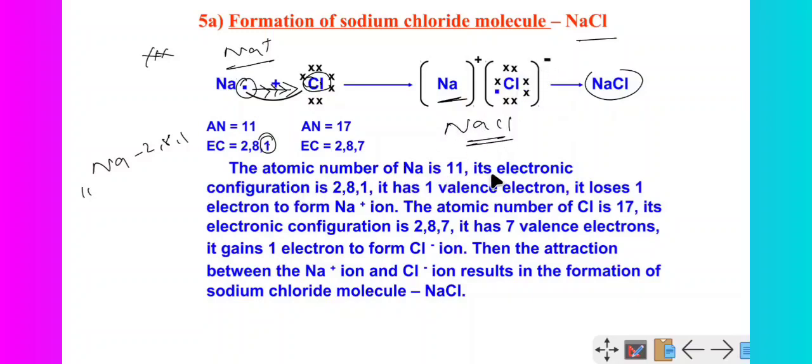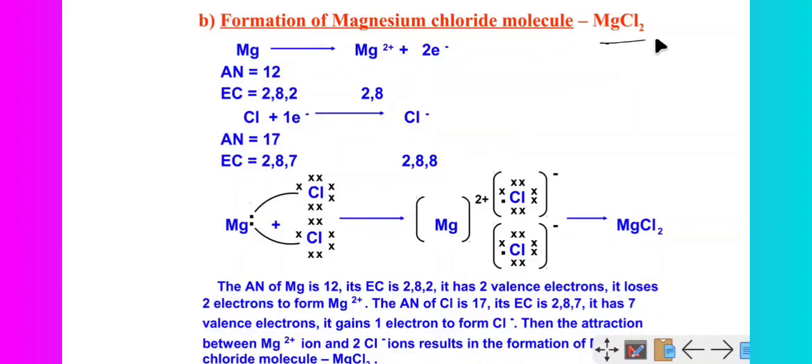The atomic number of sodium is 11. Its electronic configuration is 2, 8, 1. It has 1 valence electron. It loses 1 electron to form a sodium ion, Na+. The atomic number of chlorine is 17. Its electron configuration is 2, 8, 7, so it has 7 valence electrons. It gains 1 electron to form a chloride ion. Then the attraction between the sodium ion and the chloride ion results in the formation of sodium chloride, NaCl. Similarly, you can see the formation of magnesium chloride here.